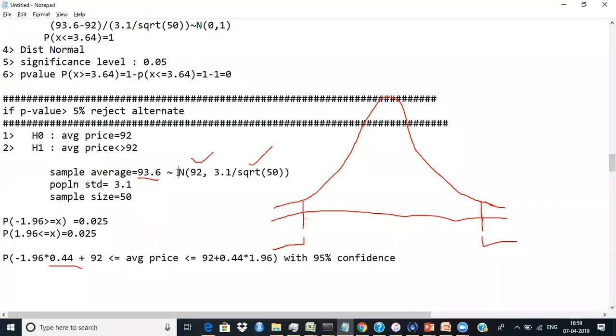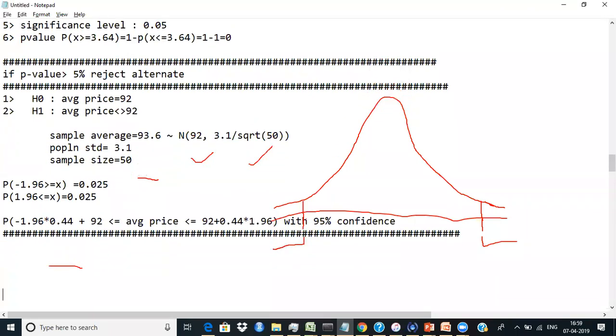I'm saying that if I have a normal distribution with a mean of 92 and a standard deviation of this, how do I convert this normal distribution to a standard normal? CLT theorem, sir. No, sir, not CLT theorem. I subtract the mean and divide it by the standard deviation. Okay. Not okay at all, sir. You need to remember these things.